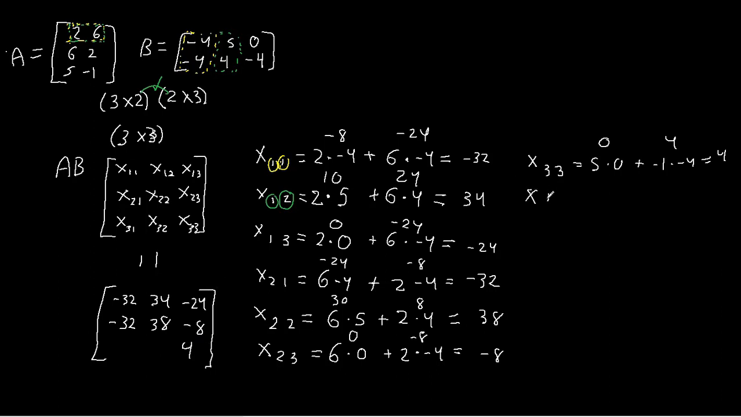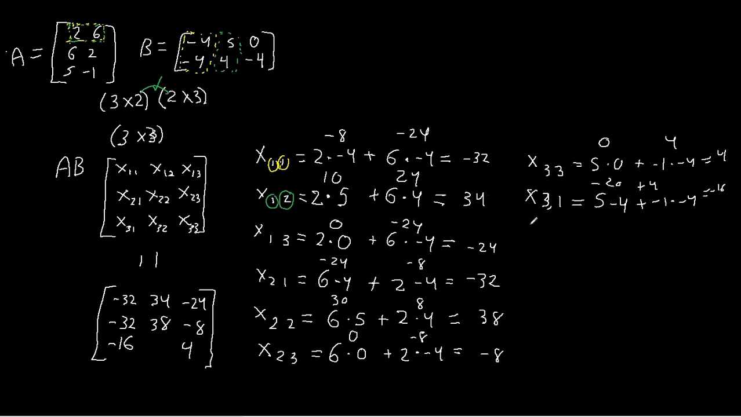Right, x3,1. So this is going to be the lower left. Again, we're taking the 5 and the negative 1. We're multiplying negative 4 and negative 4. So that's going to be negative 20 plus 4. It's going to give us negative 16.